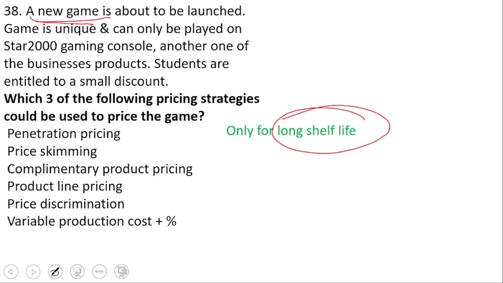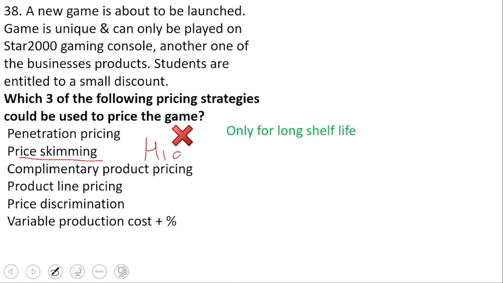Because once a new game comes into the market, that will get outdated. So we just cannot use penetration pricing. Now, price skimming. Price skimming means charging a high price when the product is initially launched, when it is a new and unique product. So definitely it's a new and unique product, so we can adopt price skimming.